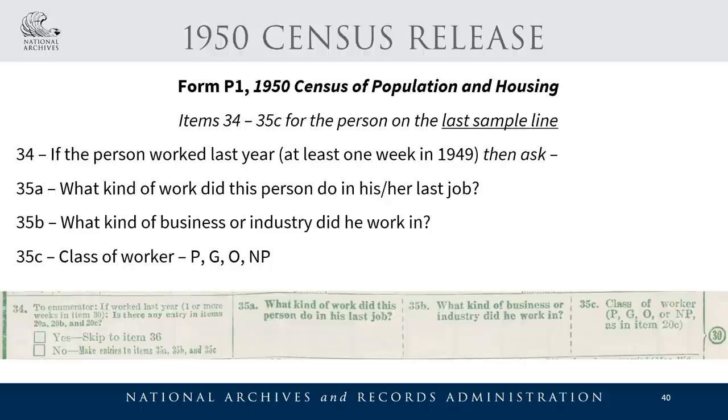Question 34 goes back to questions about occupational status. If the person worked last year at least 1 week, then the enumerator was to ask, what kind of work did this person do in his or her last job? What kind of business or industry did he or she work in? And again, what kind of class of worker, private, government, for themselves, that's the O, or without pay, NP, for home, farms, or businesses? This gets into issues of economic mobility. Are people changing jobs, and what kinds of jobs are they changing from and to?